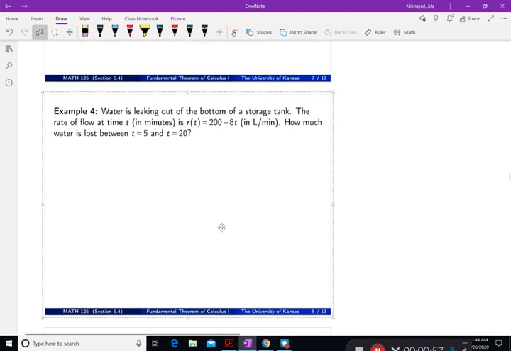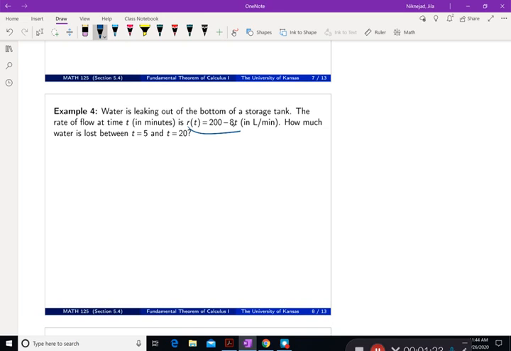So let's say water is leaking out of the bottom of a storage tank. The rate of flow at time t in minutes is r of t equal to 200 minus 8t in liters per minute. How much water is lost between time t equal to 5 and t equal to 20? What do I have? I have the rate of change, which is that.